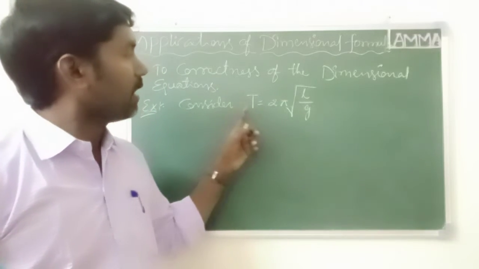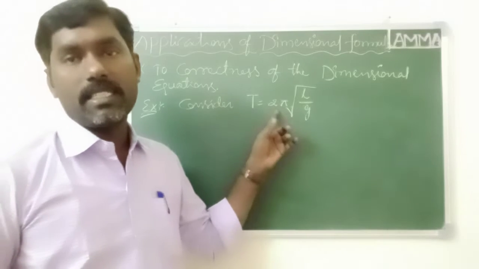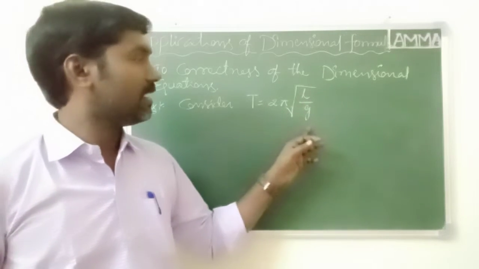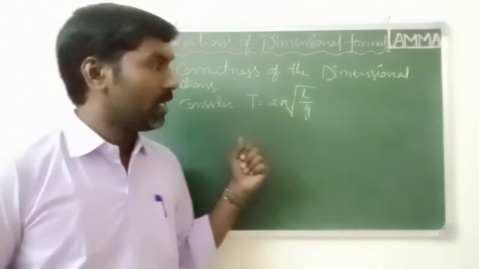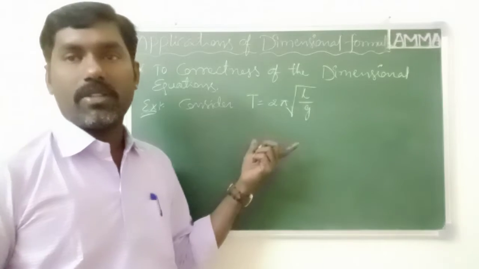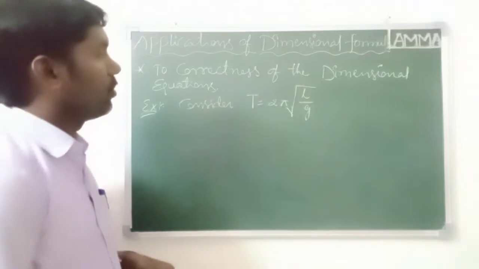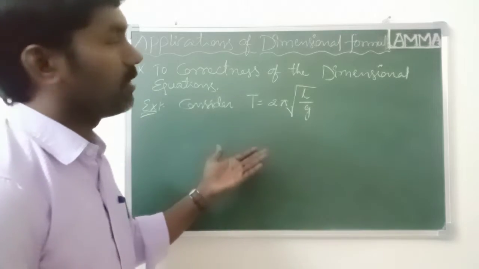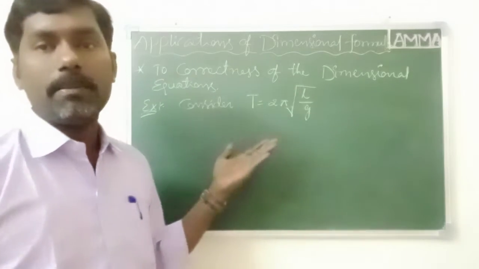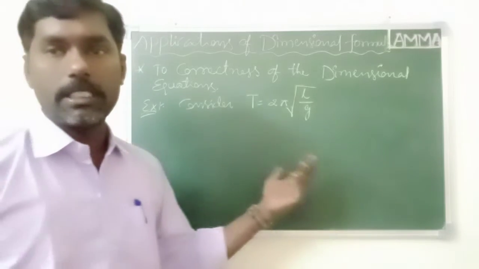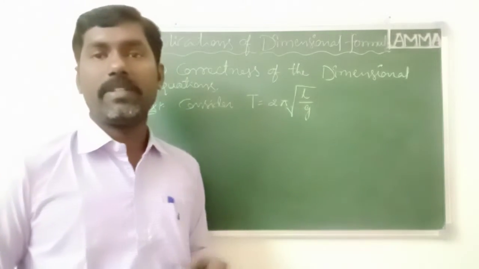T is the time period, 2π is a dimensionless constant, L is the length of the pendulum, and g is the acceleration due to gravity. Now let us check whether this expression is right or wrong using the dimensional formula. We can check this by using the principle of homogeneity, which we already discussed in previous videos.